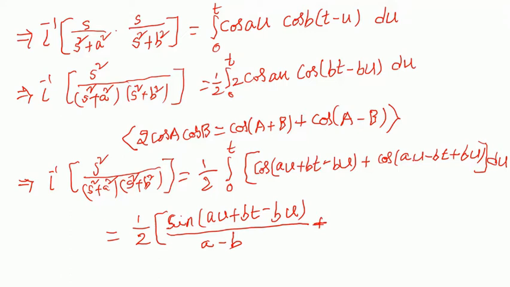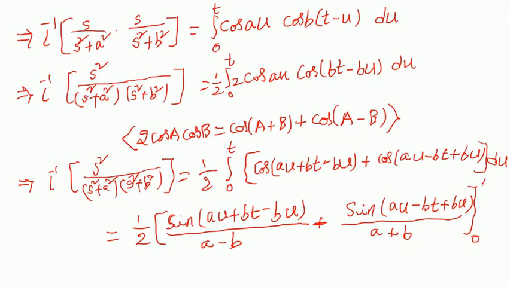Again, what is the second term? Cos integration is sine, so sine of (au - bt + bu) by, the u coefficients are, what is that? The u coefficients are a plus b. Now the limits are 0 to t. Now substitute the limits in the place of u.